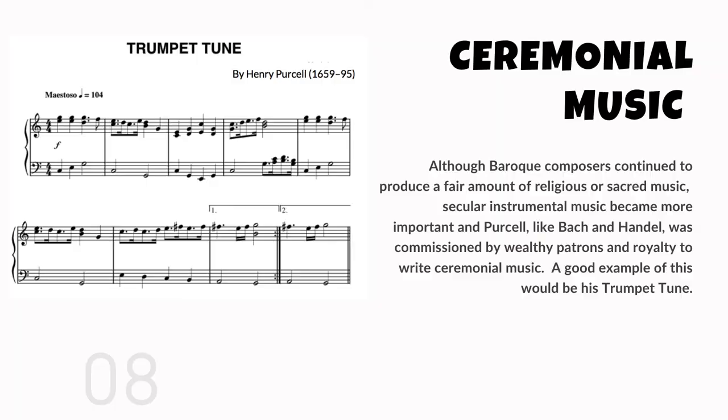Although Baroque composers continued to produce a fair amount of religious or sacred music, secular instrumental music became more important, and Purcell, like Bach and Handel, was commissioned by wealthy patrons and royalty to write ceremonial music. A good example of this would be his trumpet tune.